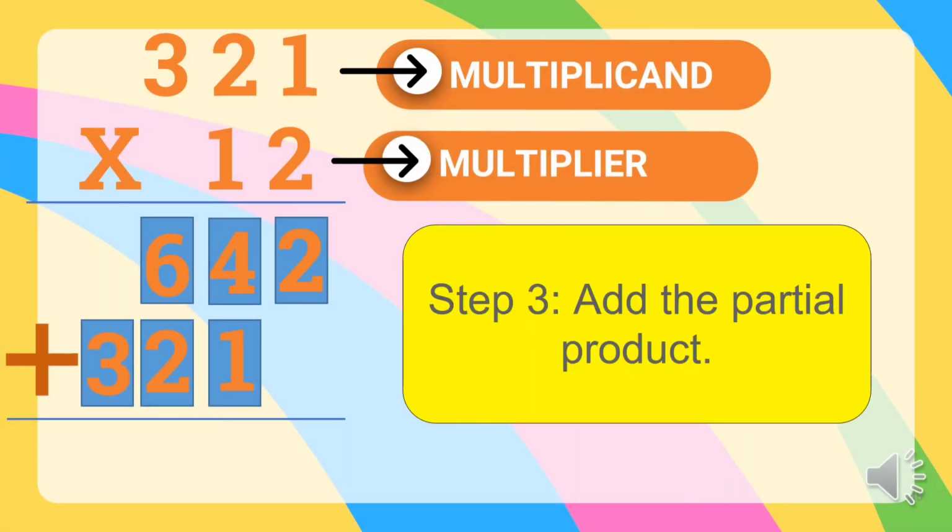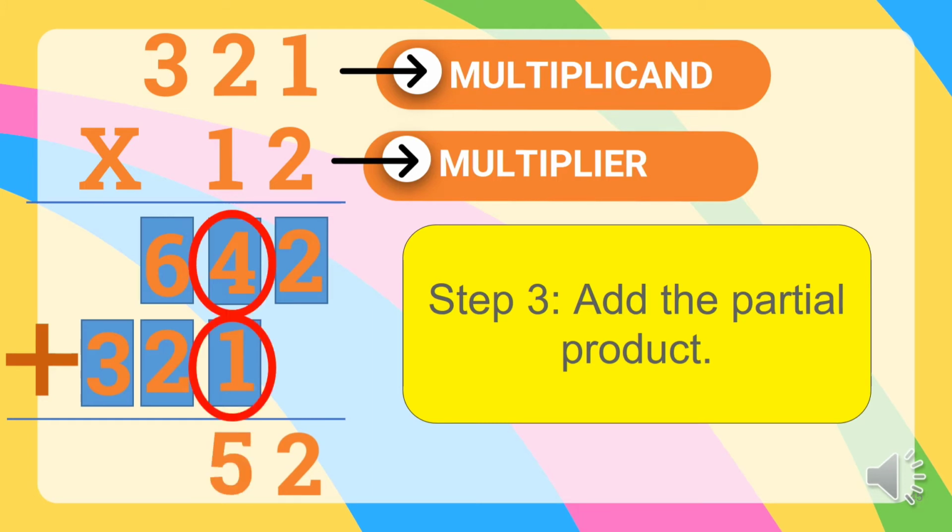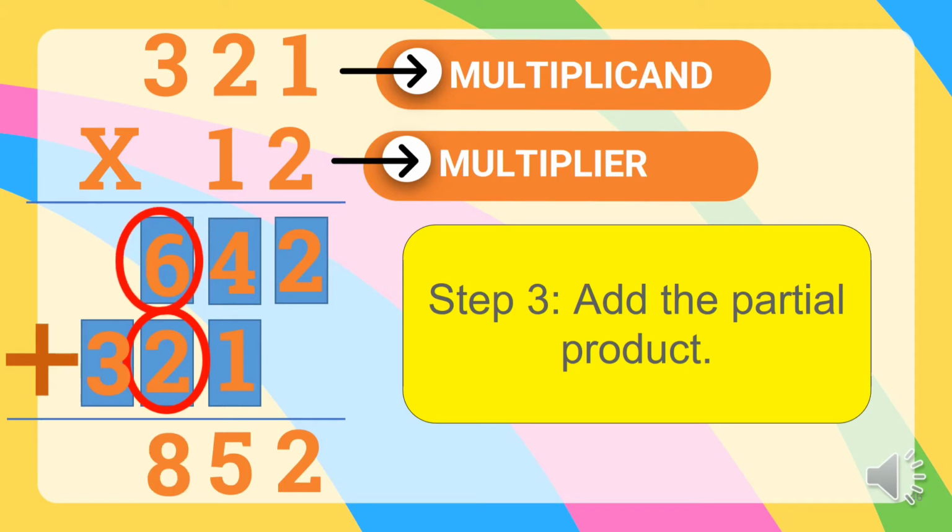Step 3 is to add the partial products, which is 642 plus 321. So bring down 2, then 4 plus 1 is equal to 5. Then 6 plus 2 is equal to 8. Bring down 3. Therefore, 321 times 12 is equivalent to 3,852.